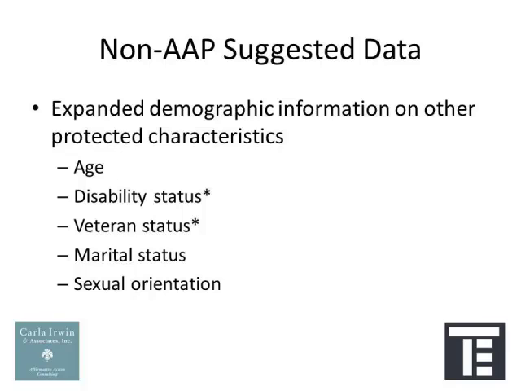And as we always say, there's some non-required data, but data that we suggest that you keep in this process. It's always easier to get the information in one shot than to have to go back and re-pull data and try to match it with the information that you've already extracted. So it's best to get your expanded demographic information, capture that information on other protected characteristics as you're going through this process. Other things to consider are age, disability status, veteran status, marital status, sexual orientation, any other kind of demographic information that you have about your employees.